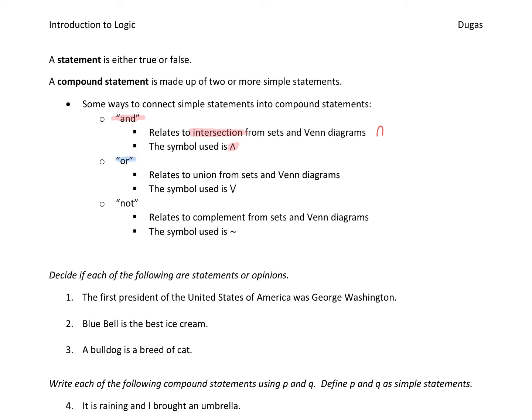Next you have the connector or. Or is related to union, and if you remember, the union was represented with a U, so now it's going to be a V. So a V indicates or when you're using logic. And then another one is not. The statement not uses this little tilde symbol. It relates to complements from before. If you remember from sets and Venn diagrams, a complement of something was everything that is not happening. So in logic, we use a little tilde symbol.